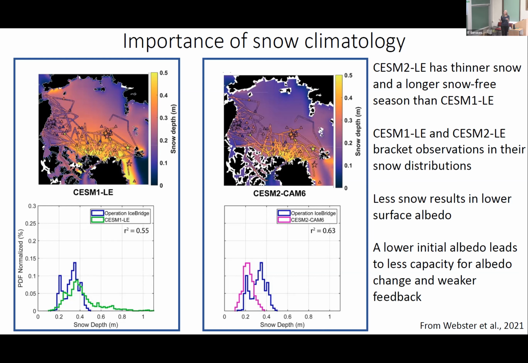We've done previous work that shows across CMIP5 models that if you have a lower albedo in your 20th century, you have less capacity for albedo to change. And so you actually get a weaker surface albedo feedback. So that's part of what's at play in looking at the albedo feedback between these two models, that they have very different snow climatologies.